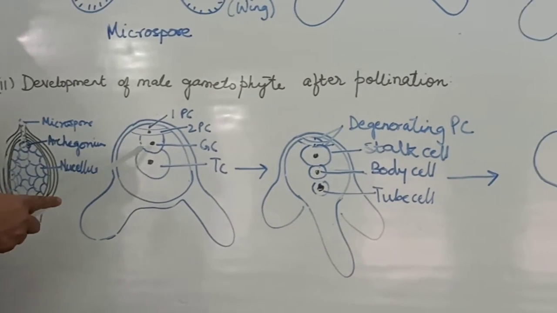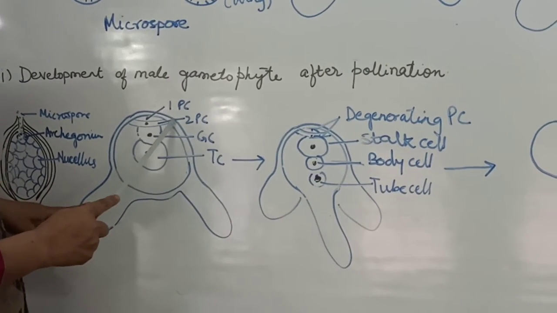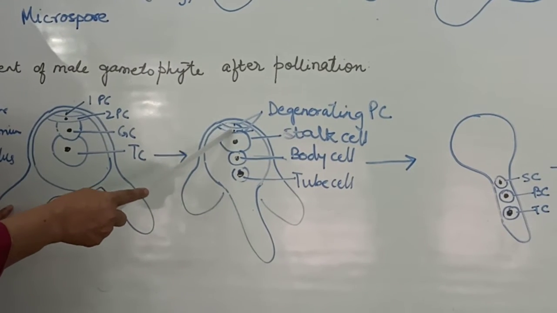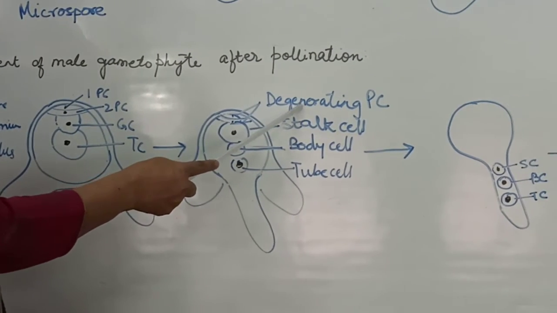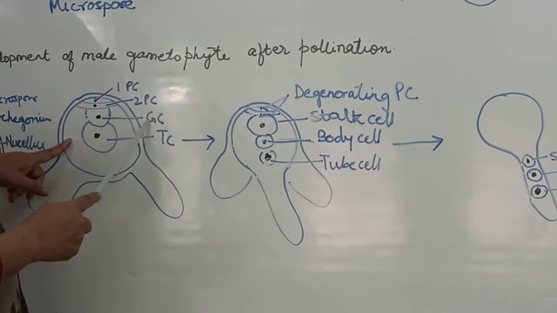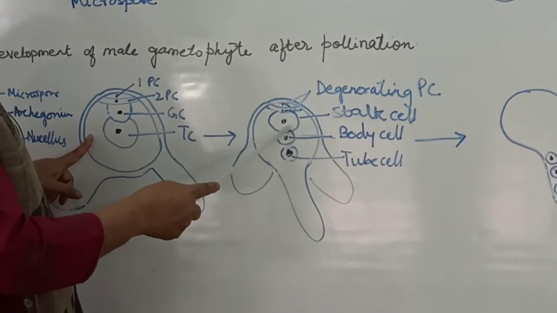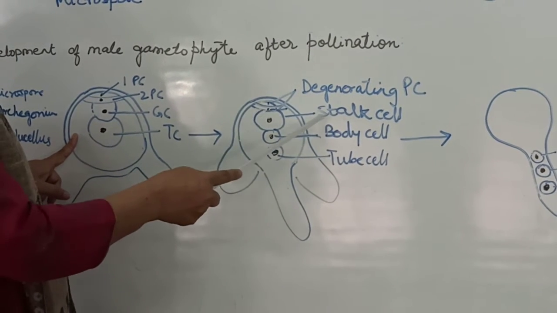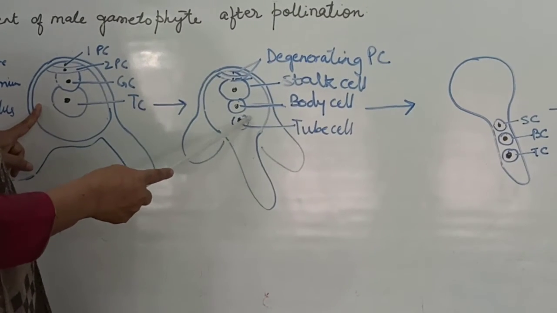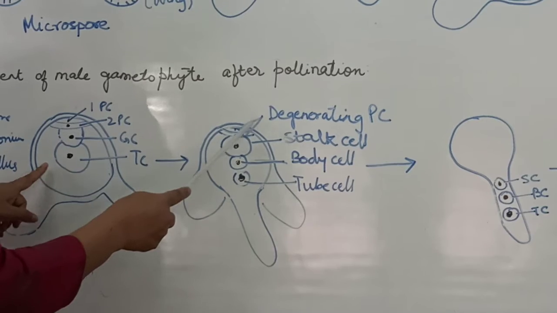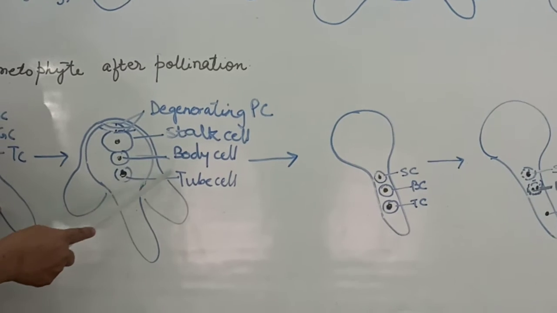So we'll see the further development. This is the stage where it comes and lands over here, and then first prothallial cell and second prothallial cell do not take part further in the development of male gametophyte, so they start degenerating. What happens to the generative cell? This undergoes division, giving rise to two cells, which are again unequal in size. The larger one, which is towards the second prothallial cell, is known as stalk cell, and the one towards the lower side is known as body cell. And the tube cell remains as such. So here what we have: two degenerating prothallial cells, a stalk cell, a body cell, and the tube cell.